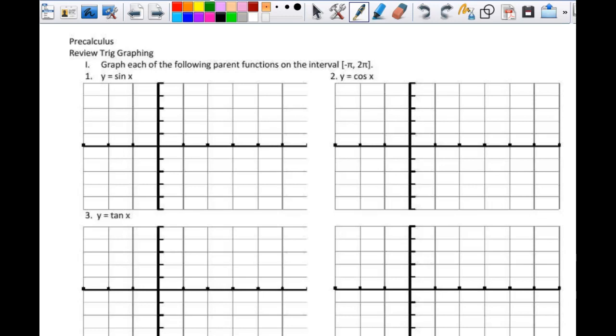Alrighty, so here is our review. We're going to graph each of the following parent functions and pay attention to the fact that it does tell us to do it on a specific interval. So since these are all the parent functions, my scale on my x-axis can be what we have been using. So I'm going to label this on here, make this pi halves, this pi, 3 pi halves, and 2 pi. And we're supposed to go from negative pi to 2 pi.